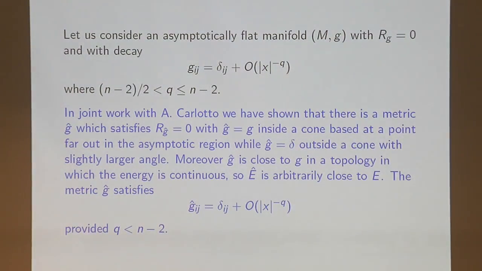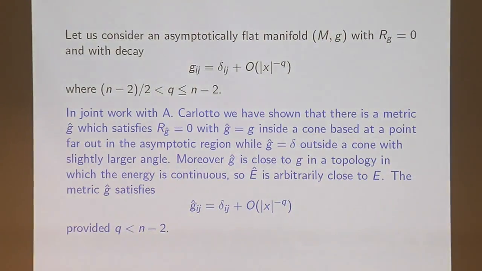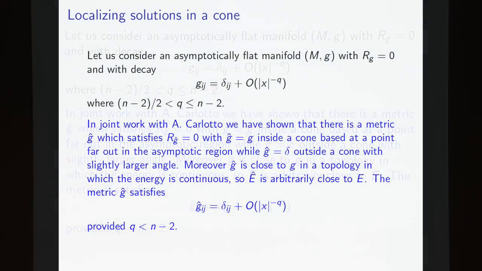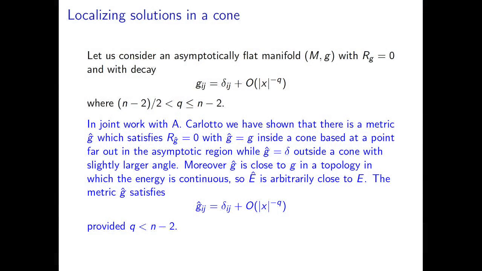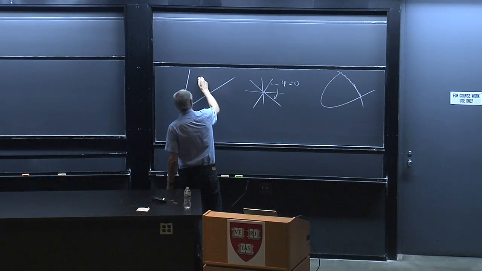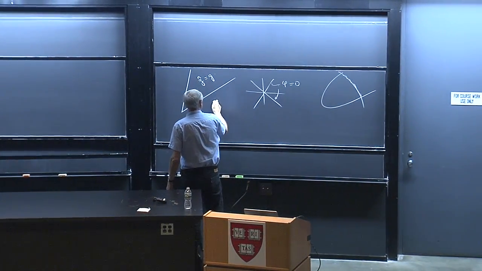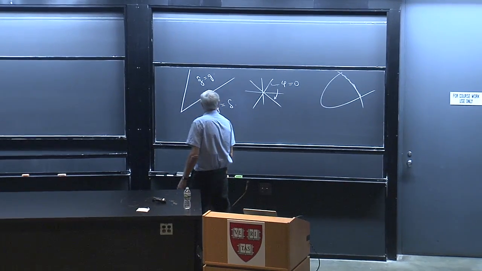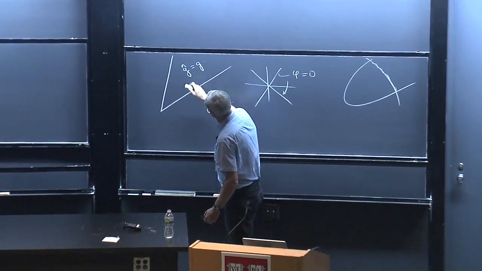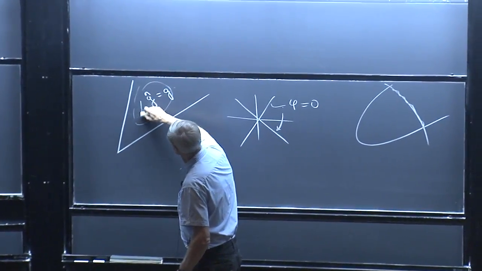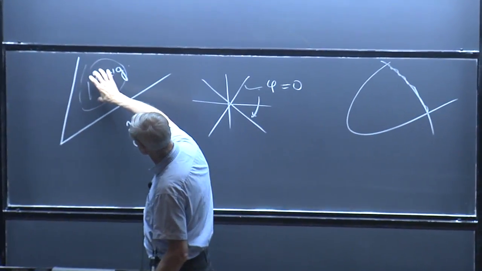So the statement is that we can take our original solution and localize it in a cone. Let me draw a cone here. We can make the cone angle as small as we like, and we can leave our original solution alone there. So g hat is g there. And out here, g hat is delta, the Euclidean metric. So the non-trivial part of g is happening here.